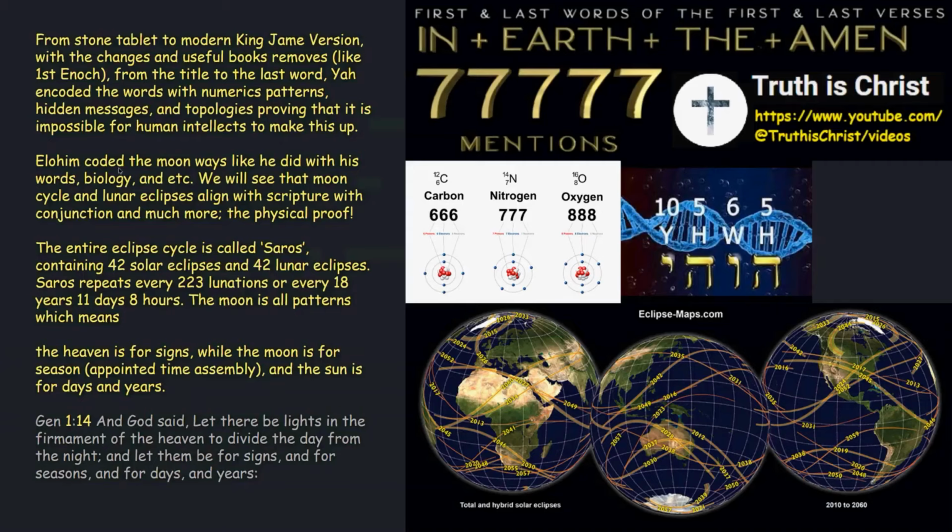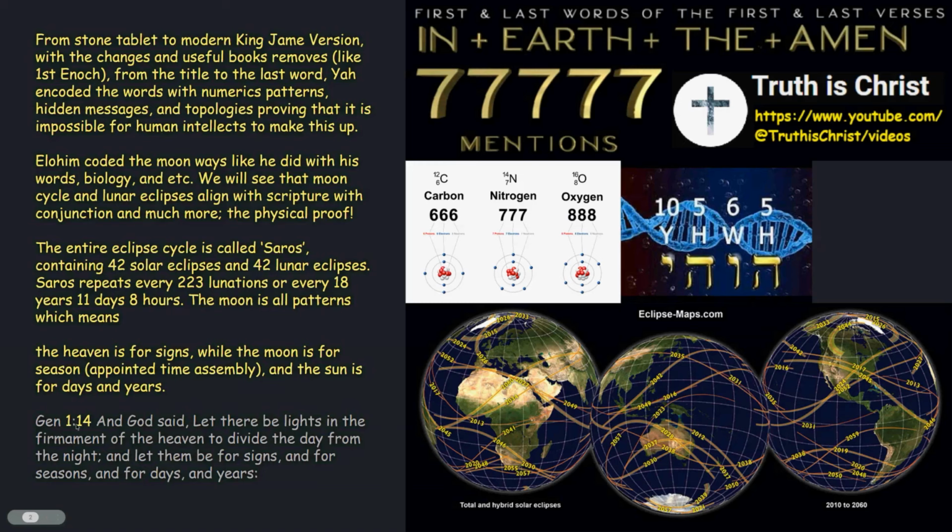Elohim coded the moon the way he did with his word, biology, and etc. We will see that the moon cycle and lunar eclipse align with the scripture, with conjunction, and much more. The physical proof: the entire eclipse cycle is called Saros, containing 42 solar eclipses and 42 lunar eclipses. Saros repeats every 223 lunations, or 18 years, 11 days, 8 hours. The moon is all pattern, which means the heaven is for sign, while the moon is for season, appointed time, assembly, and the sun is for days and years.